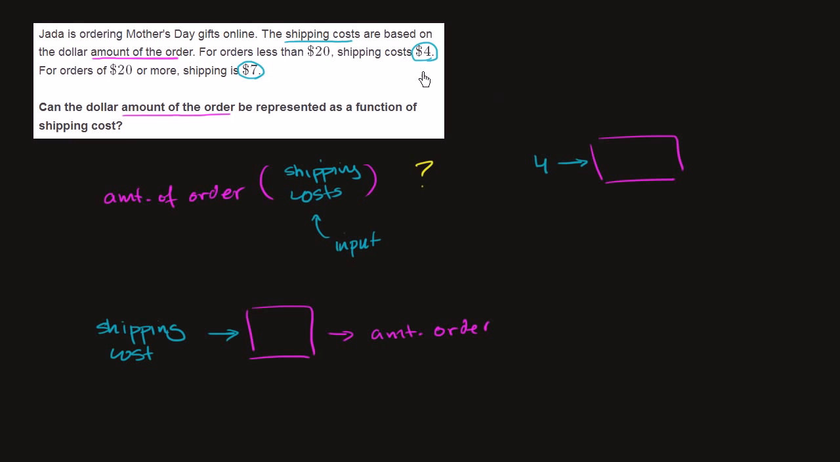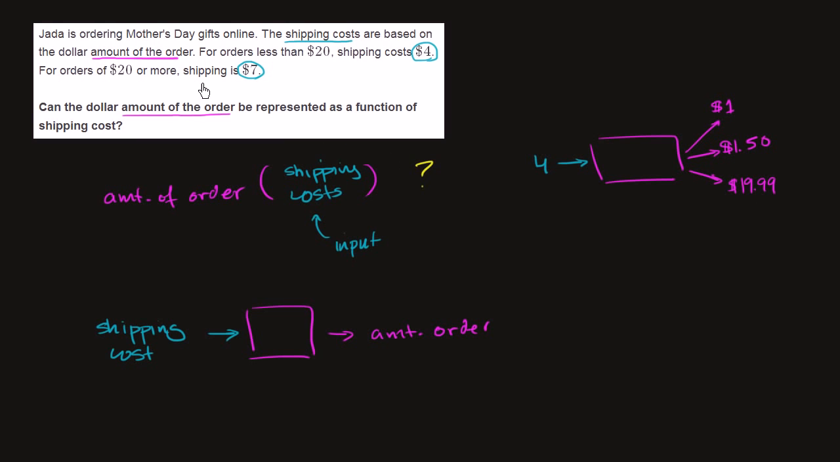Well, if the shipping cost is $4, the amount of the order just has to be anything less than $20. So it could have been $1, it could have been $1.50, it could have been $7. It can take on any value up to $20. So it could even be $19.99.